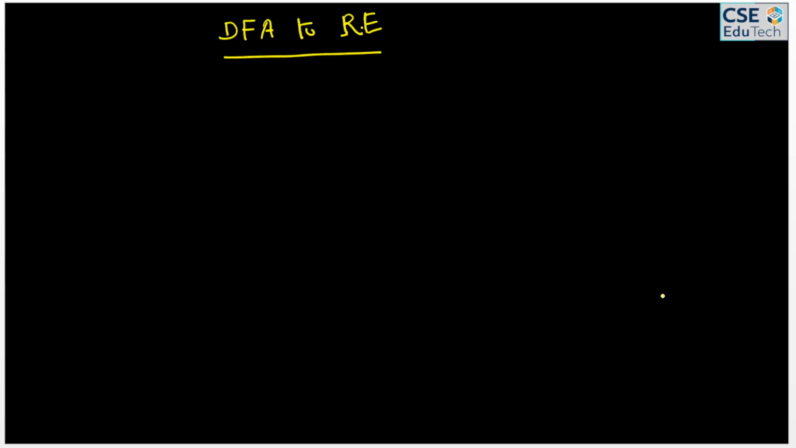Hello. In this lecture, we'll give some examples of converting a DFA to its corresponding regular expression. First, suppose we are given a DFA with states Q naught, Q1, and Q2.